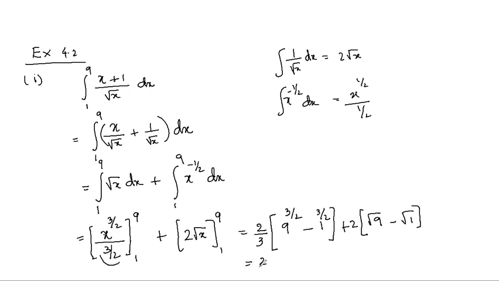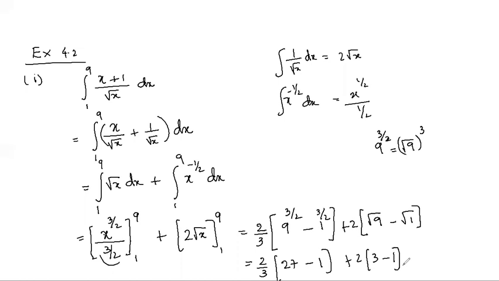So my answer became 2 by 3. How to calculate 9 raised to 3 by 2? 9 raised to 3 by 2 means root of 9, the whole cube. The 2 means take the square root, 3 means cube it. So it becomes 27. 1 raised to anything is 1 only. Square root of 9 is 3. Square root of 1 is 1.